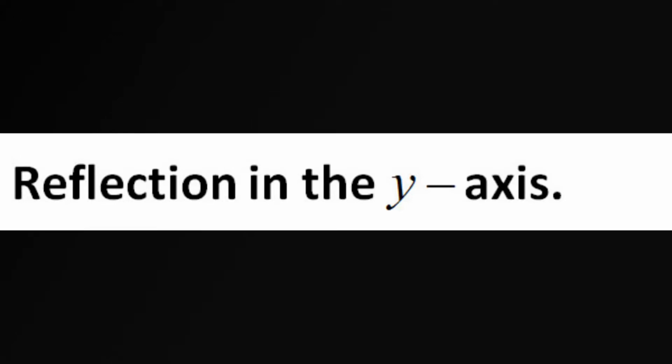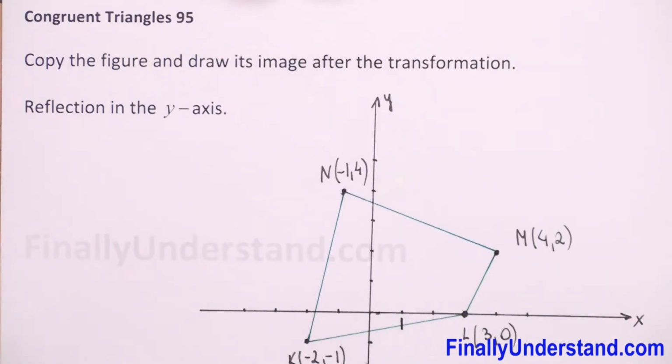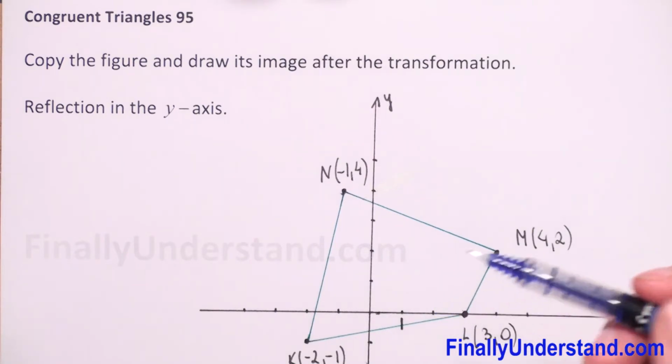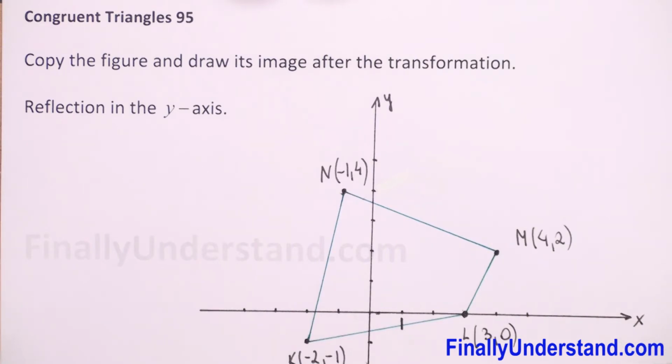We have a given quadrilateral, and we have to find its reflection in the y-axis. We know that reflection uses a line of reflection to create a mirror image of the original figure. In this example, our line of reflection is the y-axis, and when we find a reflection in the y-axis, we have to multiply the x-coordinate by negative 1.